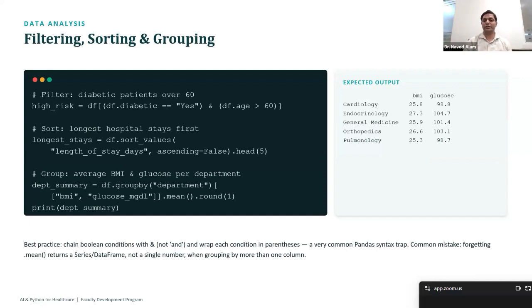Now for performing filtering, sorting and grouping. Filtering means we are providing some range of values. We can filter by using conditions. Suppose df is the data set and df.diabetic, where diabetic is a column in the data set, equals yes, and df.age, again a column name, is greater than 60. We can use this concept in the program using Python to get particular information. Suppose we want to know only the persons whose age is greater than 60 and who are diabetic. We want to extract only those persons.